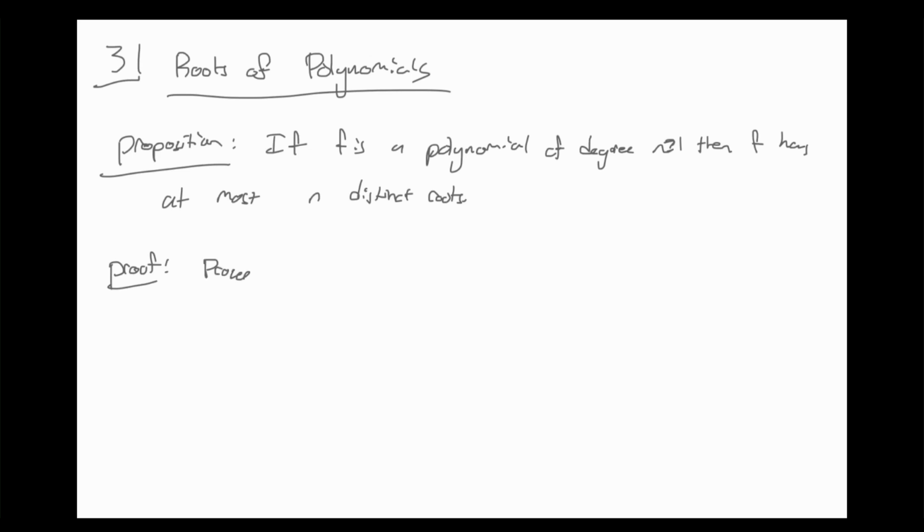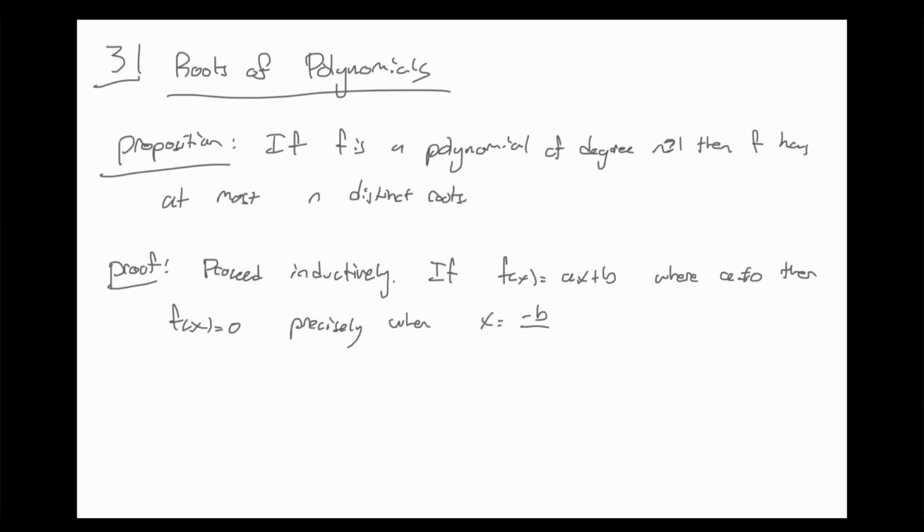I'm going to prove this inductively. In other words, I'm going to build up the degree from lower degrees. So let's start with a degree 1 polynomial, a linear function. If f of x equals ax plus b, where a is not 0, then f of x equals 0 precisely when x equals negative b over a. So this is a unique root for f. It's degree 1, so the base case holds.